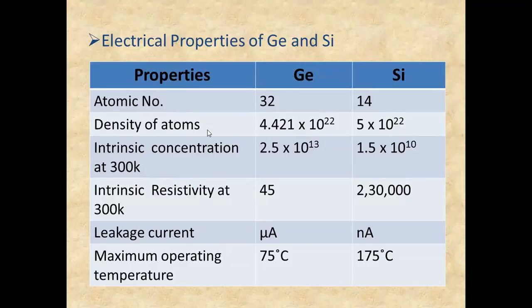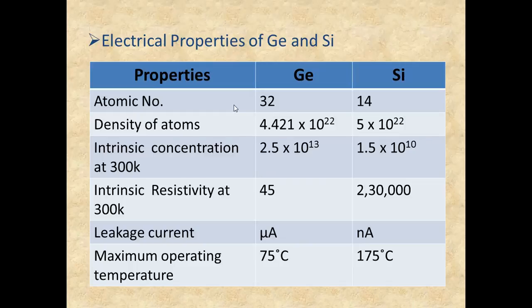Before entering into extrinsic and intrinsic semiconductor, let's see some electrical properties of germanium and silicon. I'm not asking you to remember the same points for every element, but at least if you are preparing for any examinations, you should have a little bit of idea about these two elements, germanium and silicon. So at least remember these things or get some idea.